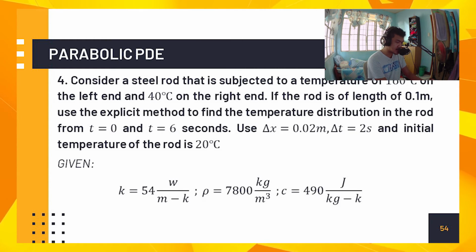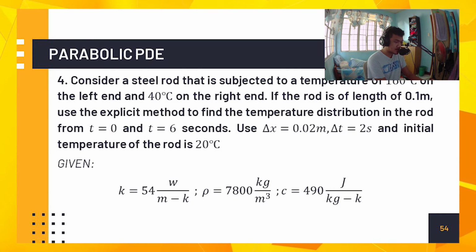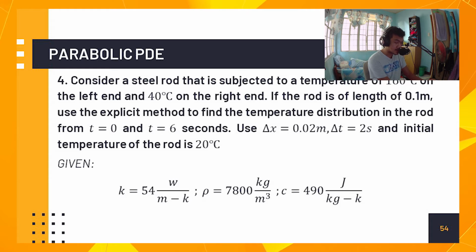Listing the given, we have for k, 54 watts per meter Kelvin. For rho, we have 7,800 kilograms per cubic meter. For c, we have 490 joules per kilogram Kelvin.